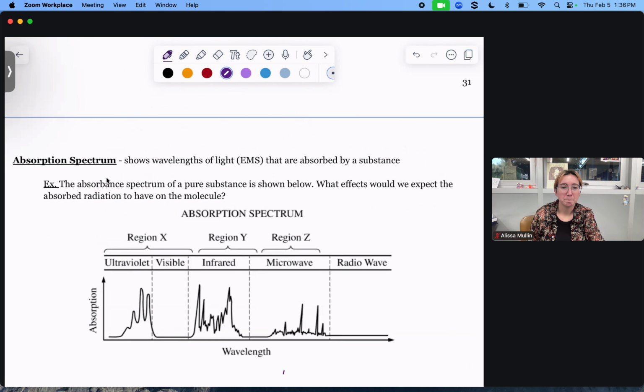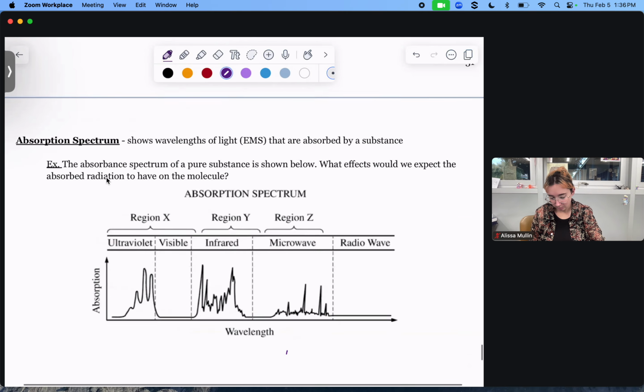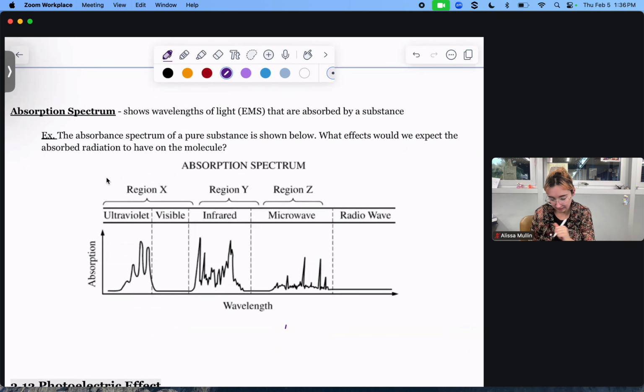Like if it's absorbing a certain type of infrared, then it has certain types of bonds that vibrate a certain way. If it's absorbing a certain type of UV, it has certain types of electron transitions available. So that's what this one down here is kind of showing. We have an example of a substance, and then what effects do we expect?